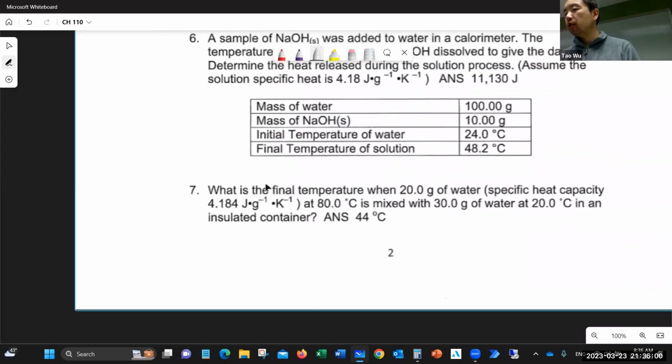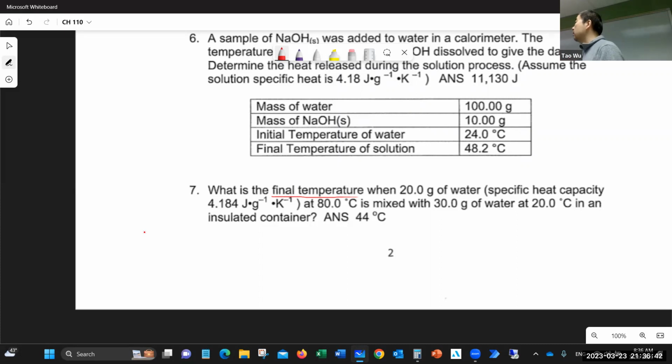Let's work on question number 7. So look at this one. This is not talking about the metal, but they talk about the water. We put hot water into cold water, and what is the case? So here, what is the final temperature? We're looking for the final temperature when 20.0 gram of water at 80 Celsius is mixed with 30 gram of water at 20 Celsius in an isolated system container. So here there's no metal, but we're putting hot water into cold water, and what is the final temperature?